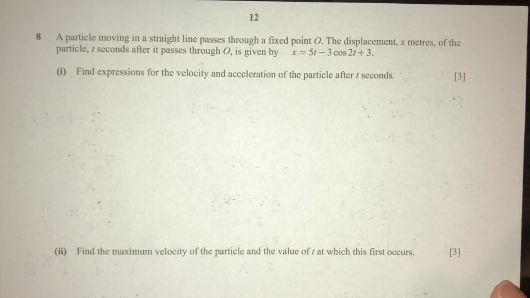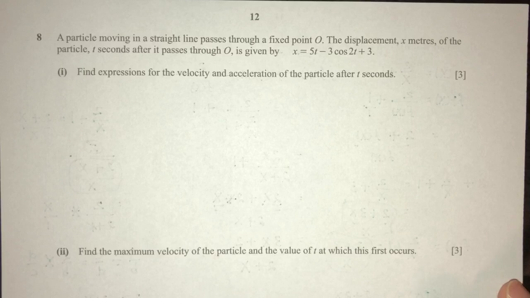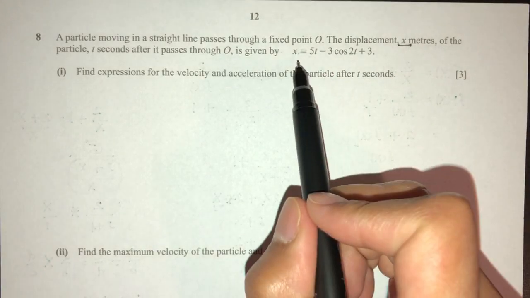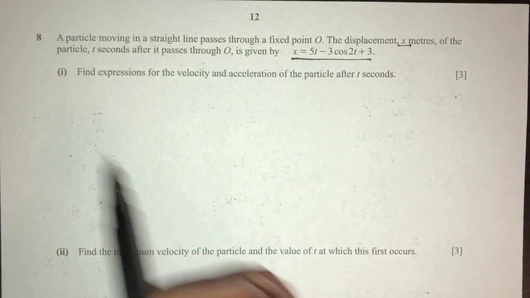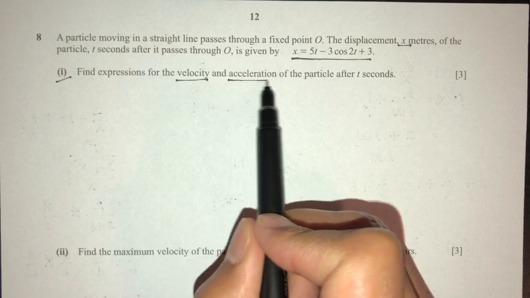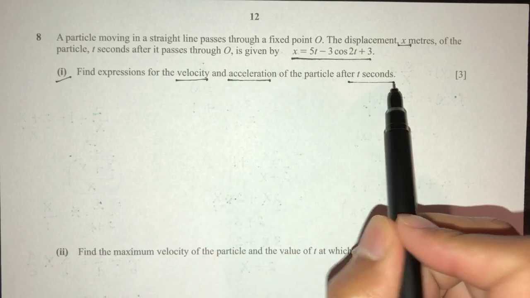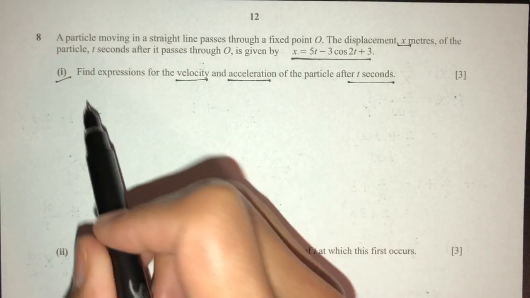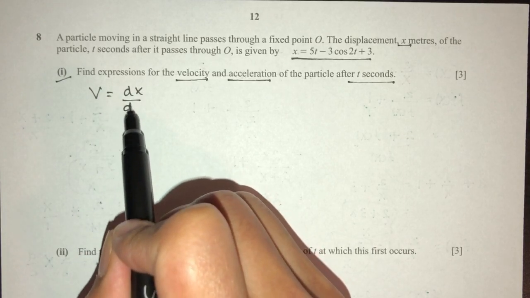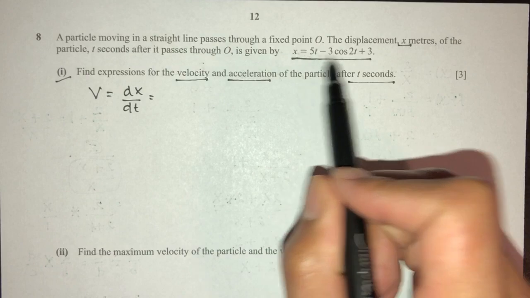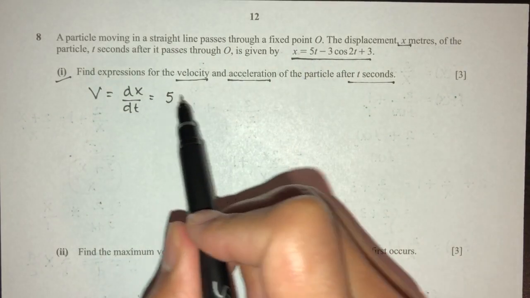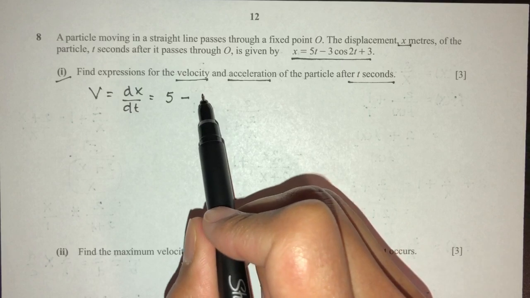A particle moving in a straight line passes through a point O. Now the displacement x meters is given to you by this equation. Part 1. Find the expressions for the velocity and the acceleration of the particle after t seconds. So as we know already, velocity v is equal to dx by dt. So we know x is this. Let's differentiate this to get v. That will be 5 minus 3.